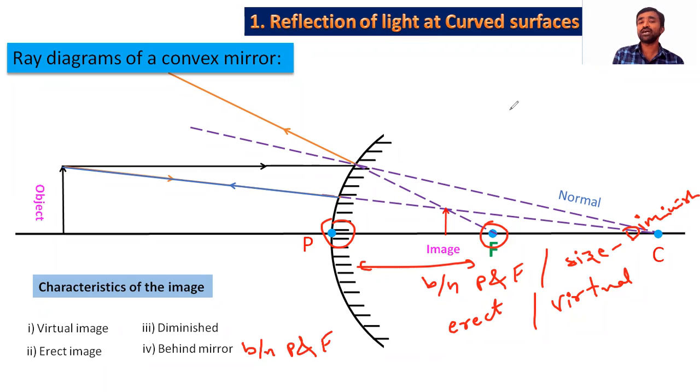Then you may ask one doubt. Sir, while you were explaining the ray diagrams of the concave mirror, you showed the positions. What are the possibilities? Various positions in front of the mirror. But why don't you show the positions for various possibilities in front of the convex mirror?